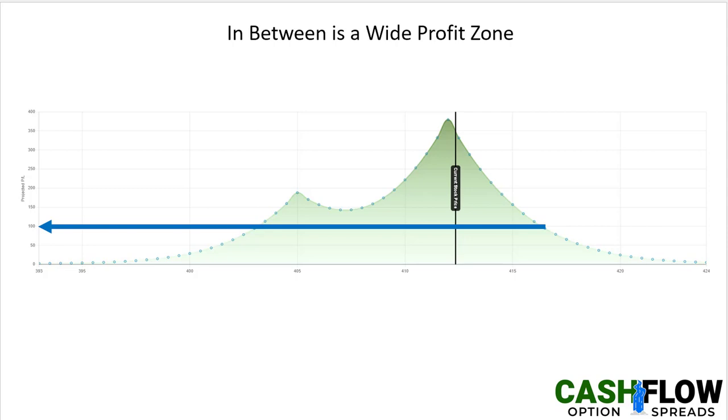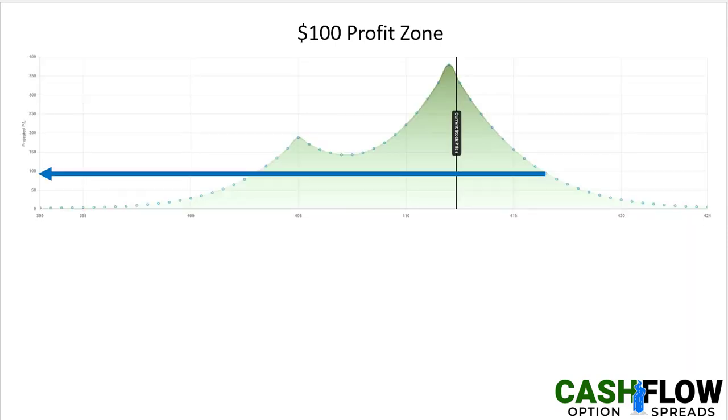And so what I look for in these types of trades is room for error. Room for error. So this is a $100 profit zone here. And obviously you don't see any risk anywhere on the graph. That's because there is no projected risk on the graph.